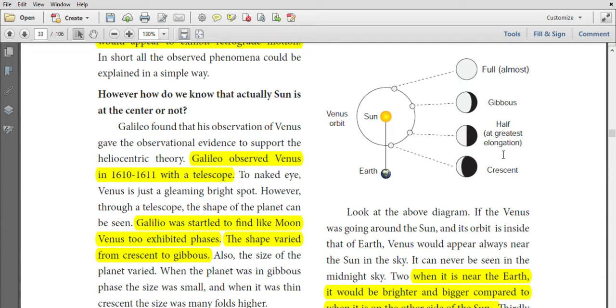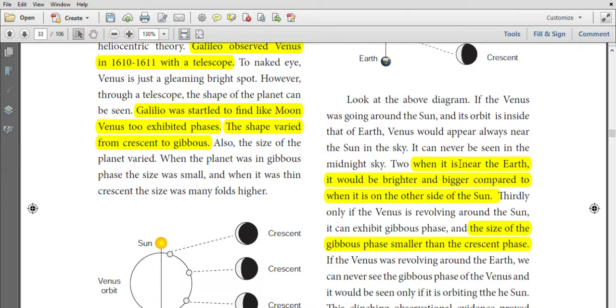These are the gibbous and crescent phases of Venus. When Venus is near the Earth, it is brighter and bigger compared to when it is on the other side of the Sun. When it is far from the Earth, it is smaller and dim. The size in the gibbous phase is smaller than in the crescent phase.